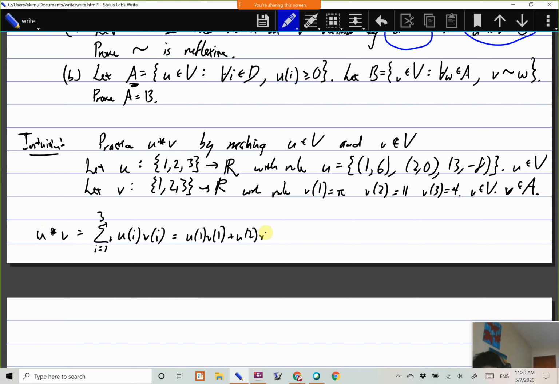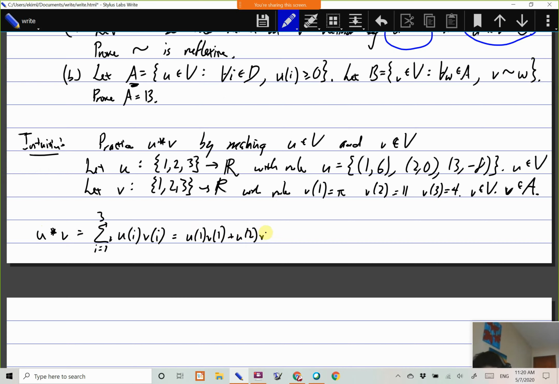Well, u of 1 is 6, and v of 1 is pi. Plus u of 2 times v of 2, so 0 times 11, plus u of 3 times v of 3, so negative 8 times 4. This ends up simplifying to 6 pi minus 32. The middle term, 0 times whatever, just goes away.